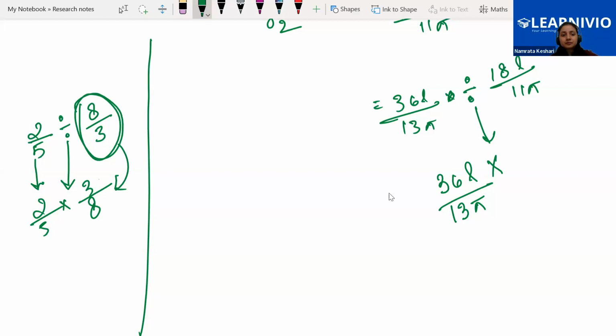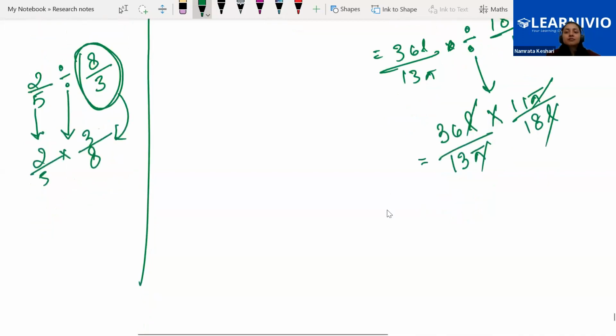Yes, ma'am. Okay, so we will be converting to multiplication and hence it will be 11 pi by 18L. L and L gone, pi gone. That's why we have not substituted the value of pi. We are having 36 into 11 in the numerator. Still you can see 18 and 36 will cancel out. Now we will do so what?